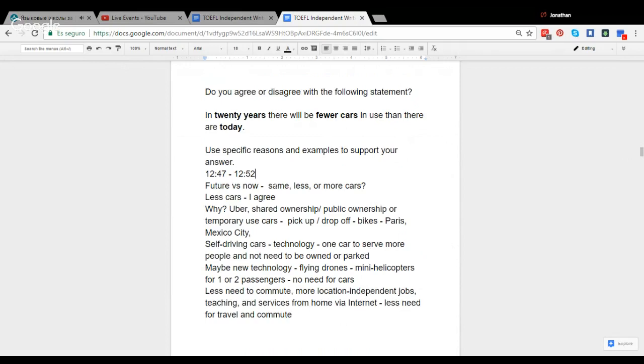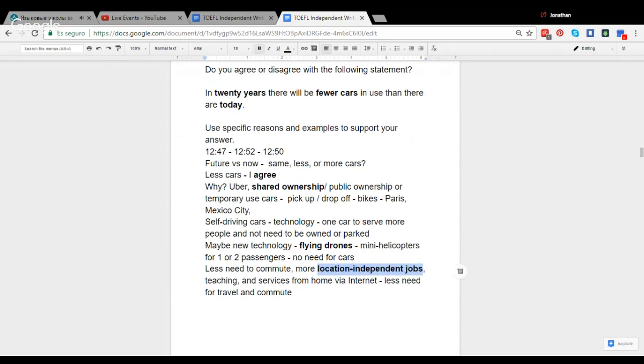And where am I? Okay, I'm at 12:50. So I've done that in 3 minutes. Great, yeah. So I've got my 3 ideas, and I would say yes, I agree. This one was a little bit easier for me to think about, like my projections into the future, and trying to get 3 ideas about shared ownership, self-driving technology, and maybe flying drones, and then maybe this kind of location independent job. So that could also relate to this. Okay, great.